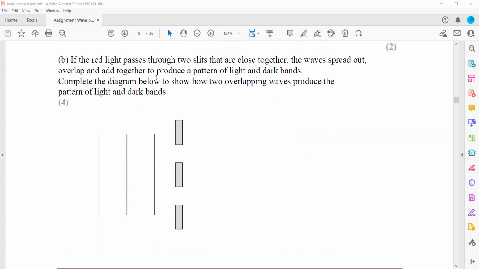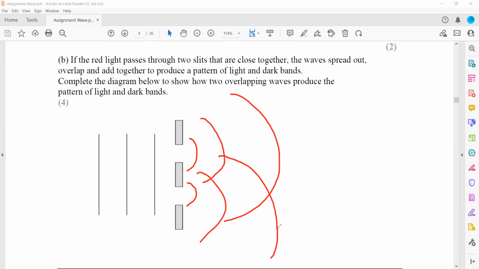The next one, if the red light passes through two slits, they are closer, they spread out and overlap to produce a pattern of light and dark bands or fringes. Complete a diagram to show how overlapping of waves produces a pattern of bright and dark. So how do we represent this? Wavefronts represent identical points, so these all are crests. When the wave spreads, the region where these two combine, the wavefronts combine with each other, what we'll observe is a constructive interference.